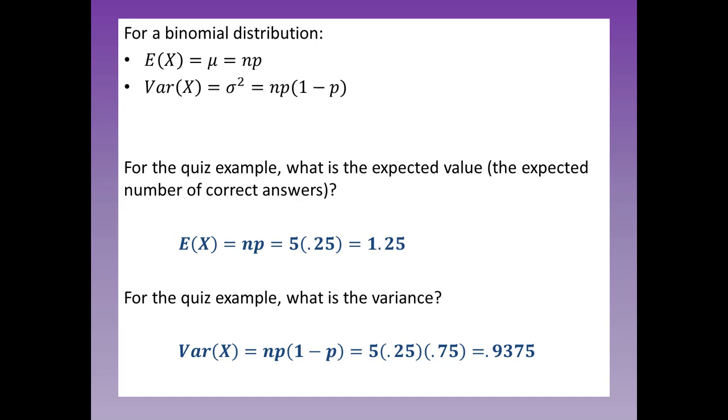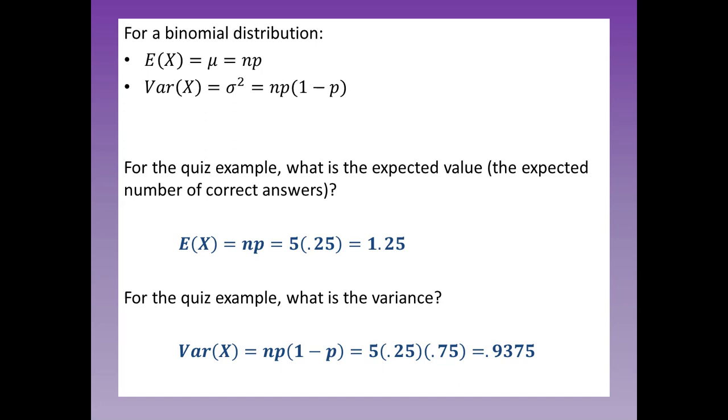For a binomial distribution, the expected value, or the mean of the distribution, is just n times p, the number of trials multiplied by the probability of success in a single trial. And the variance is n times p times 1 minus p. And if you wanted the standard deviation, you would just take the square root of the variance to get it.